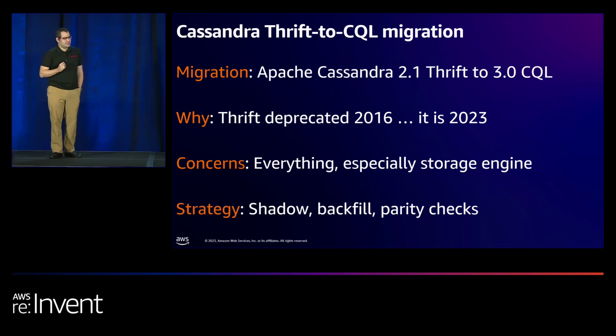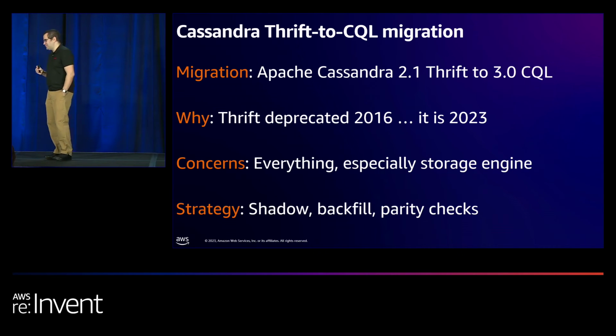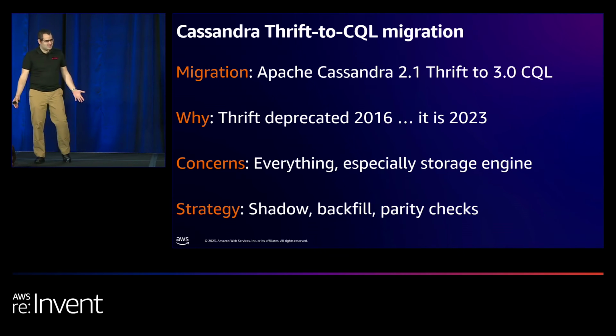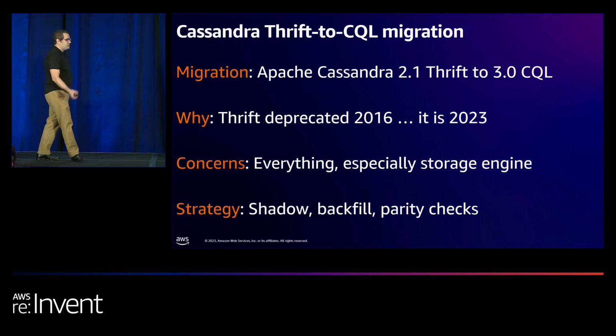And this was where we tried to upgrade our Apache Cassandra 2 clusters to 3.0, so then they could be upgraded to 4.0. I think we might be seeing kind of a pattern. Why? Well, because Thrift was deprecated in 2016, and last I checked, it's 2023. We really should get on this. We're kind of behind. But why hadn't we done it?